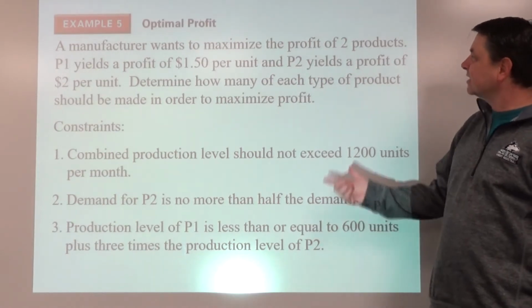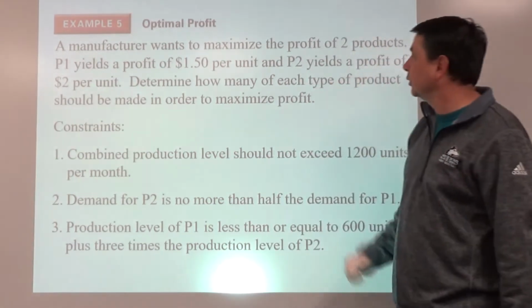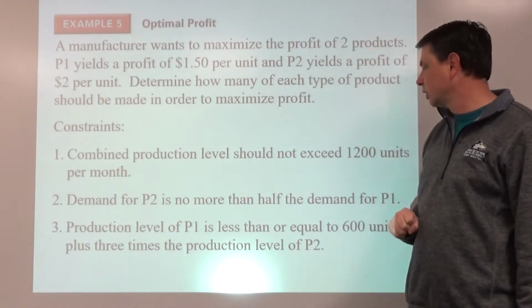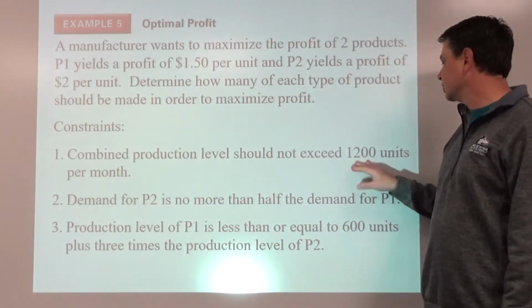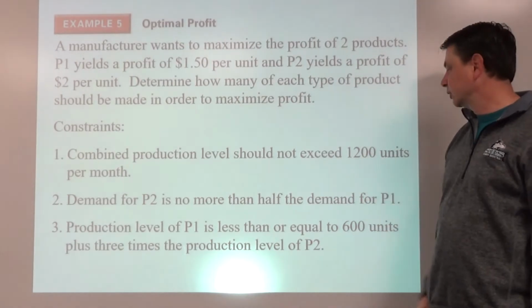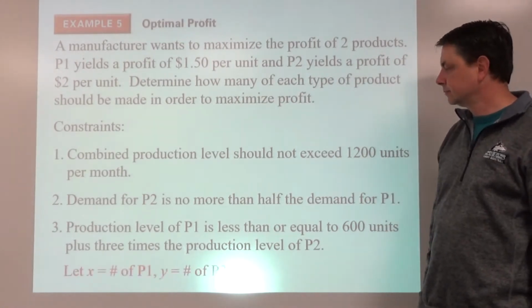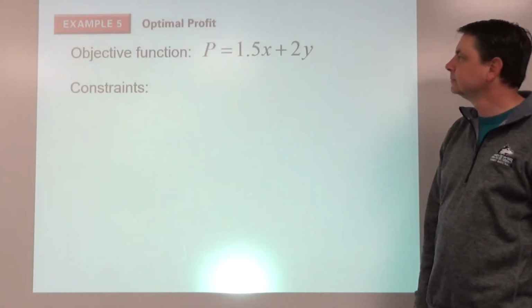So if we say X is the number of product 1 that we're going to produce, and maybe Y is the number of product 2 that we're going to produce, then we would start out here: production level should not exceed 12,000 units. X plus Y would have to be less than or equal to 12,000. So here's our let statement, X and Y.